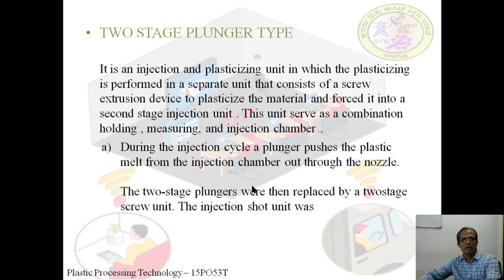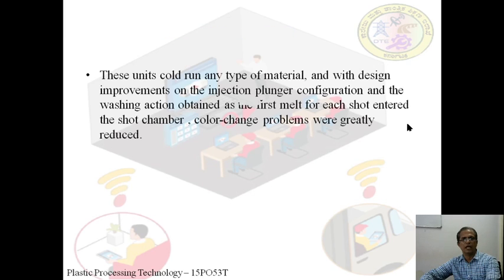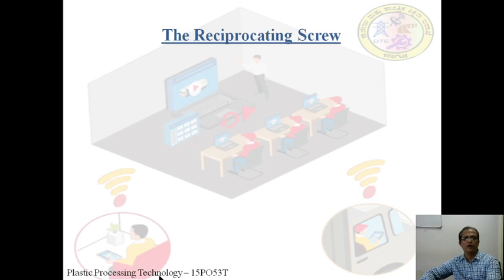Next, the two-stage plunger machines are replaced by two-stage screw type machines. The injection shot is the same as in the plunger type, but screw type machines are better than plunger type machines because there will be uniformity in the mixed molten material. Cold run type material, with design improvement, can also be incorporated in the injection plunger type machine, or you can preheat the material and place it into the feed hopper.